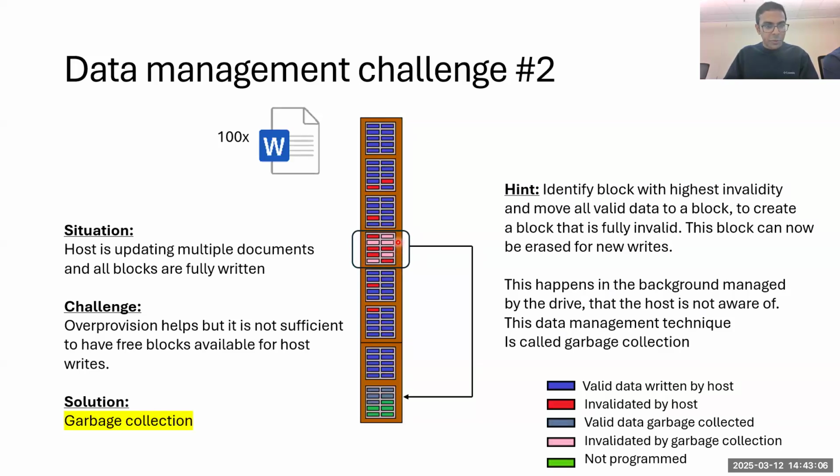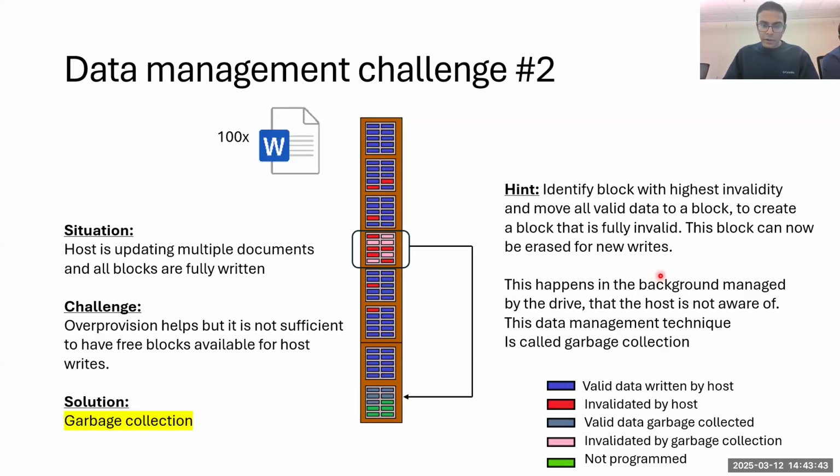We do that because that way we move the least amount of data internally. What we have achieved is a block that is fully invalid, and now that can be erased. It is again important to remember that we can only erase a full block. So this will allow us to fully erase this block because it is fully invalid, and new writes can go to either this section or this section. This process is called garbage collection. It's important to remember that this happens in the background, meaning all within the SSD and managed by the drive, and the host is not aware of it.